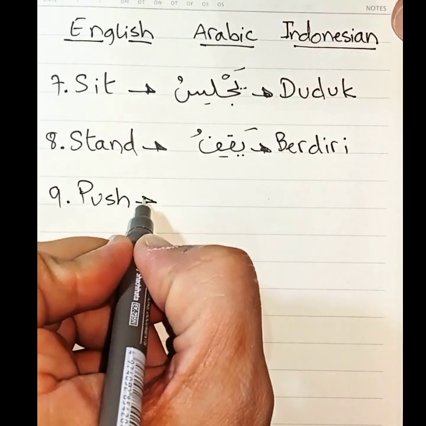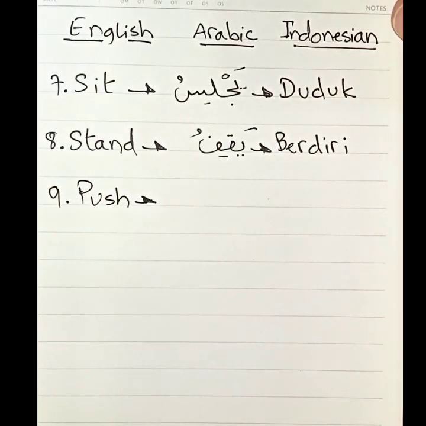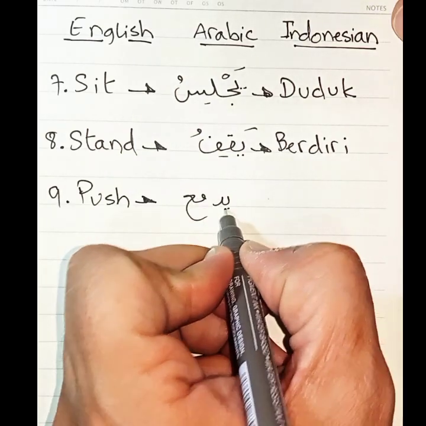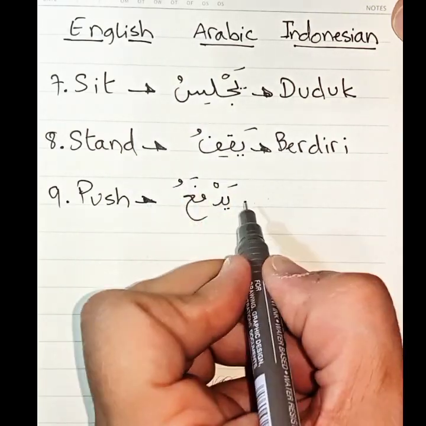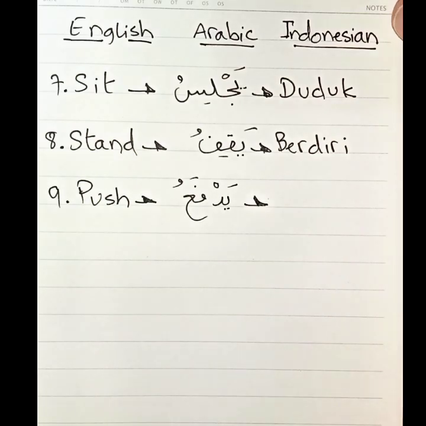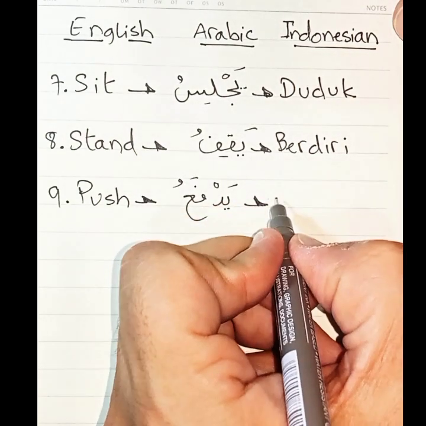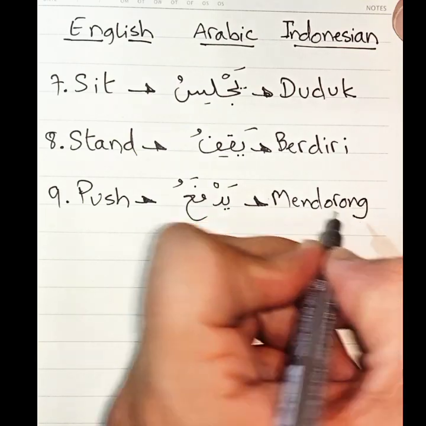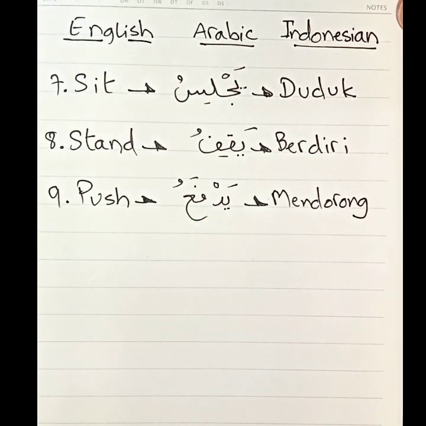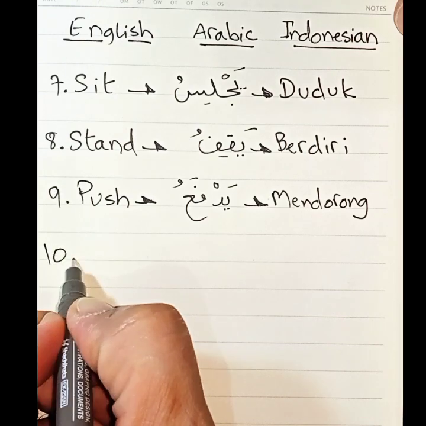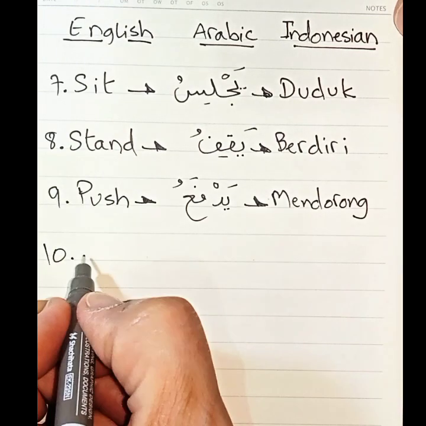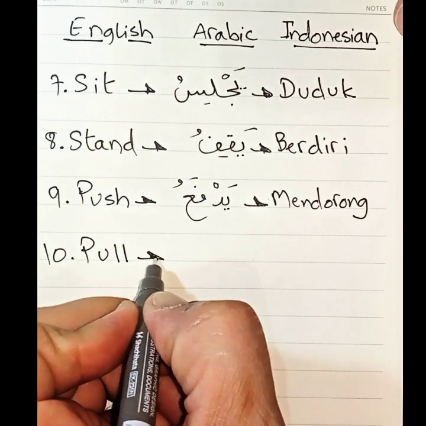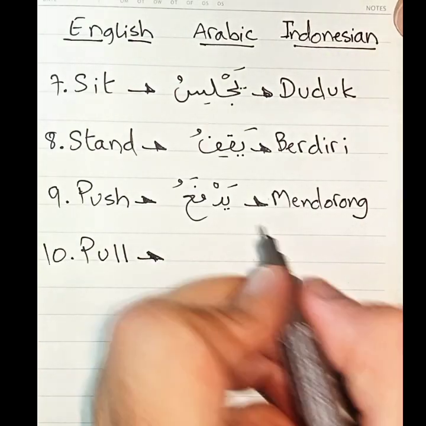Number 9. Push. What is push in Arabic? It's يدفع. What is يدفع in Indonesian? Mendorong. Or, as I told you, we can drop that men, so just say dorong. Dorong.